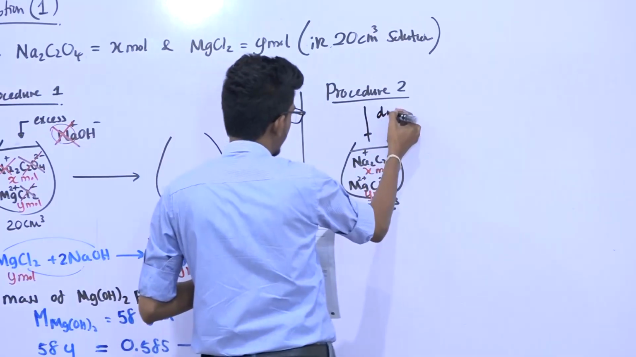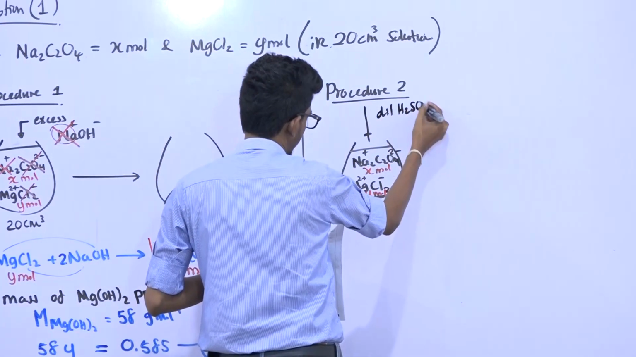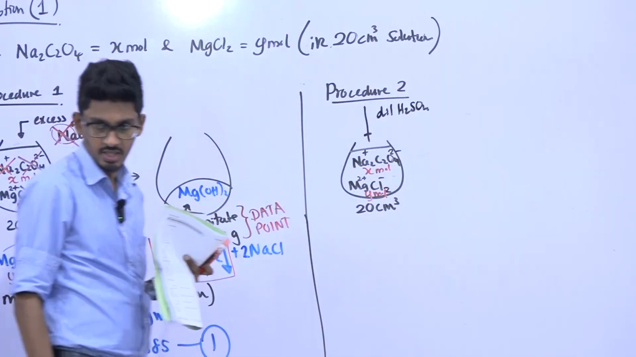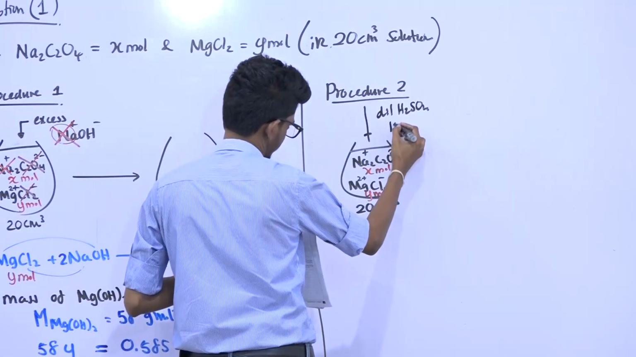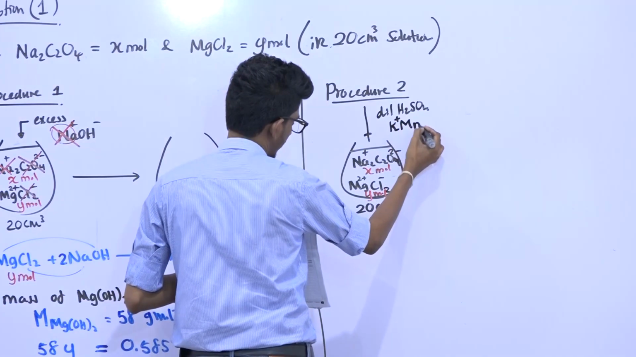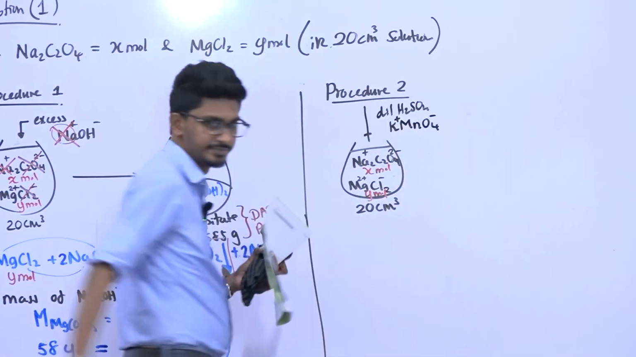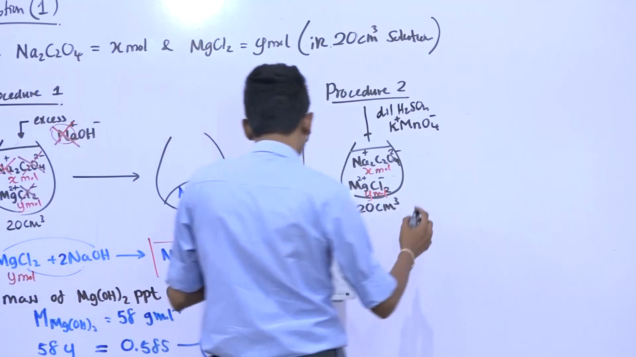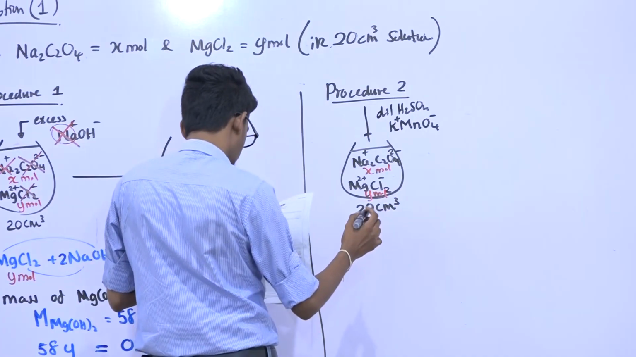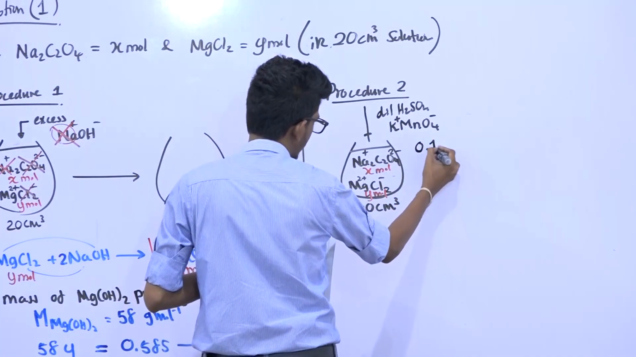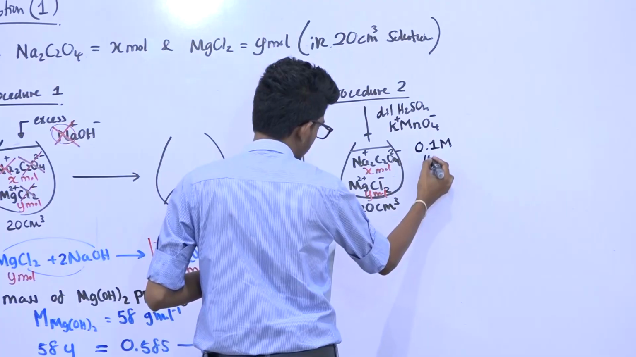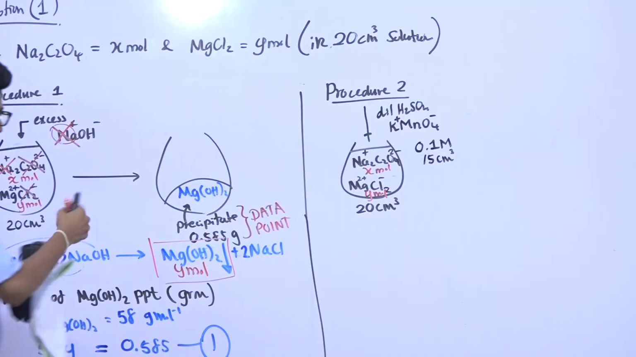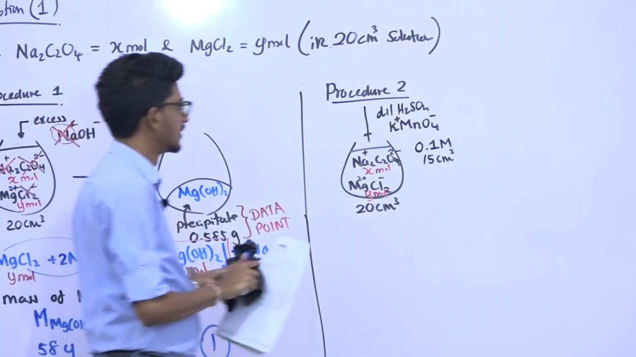Dil H2SO4 is added, right? Dil H2SO4 is without any redox property, right? And some titration, KMnO4, right? So what they are saying? The consumed amount is given, 0.1 molar, 15 cubic centimeters. This is your second data point. CV data. All these titration readings are good data points, right? So this is your second data point with the KMnO4.